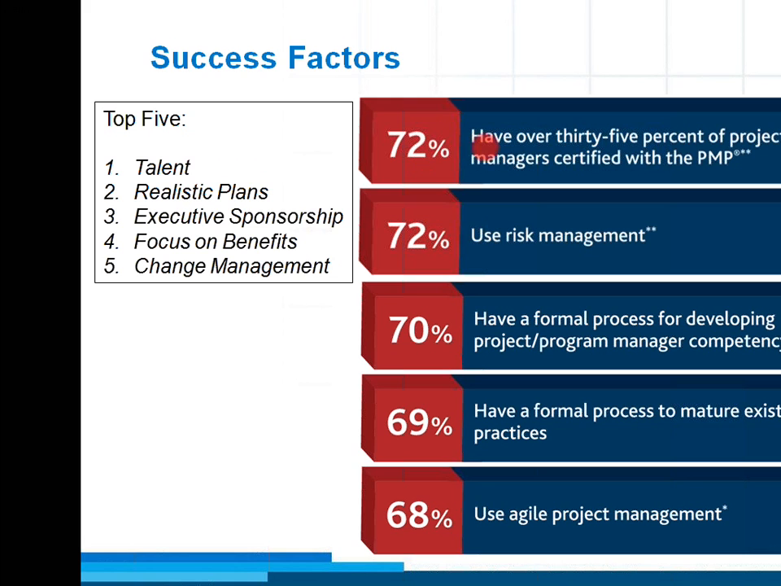Because 72% of the organizations surveyed have over 35% of project managers certified in PMP. And 72% of them use risk management. 70% of them have a formal process for developing competency among managers. And 69% of them have a formal process to mature project management practices. And 68% of them use agile project management.